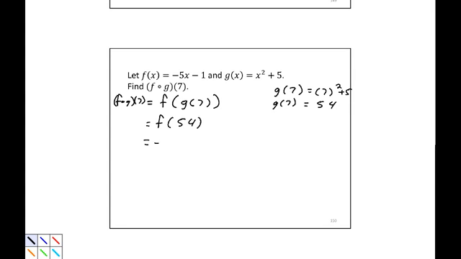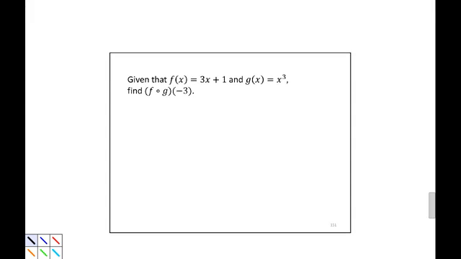So f is negative 5x minus 1. So put 54 in there. Negative 5 times 54, negative 270, minus 1 is negative 271. And that's the answer we're after. Let's move on to another example.